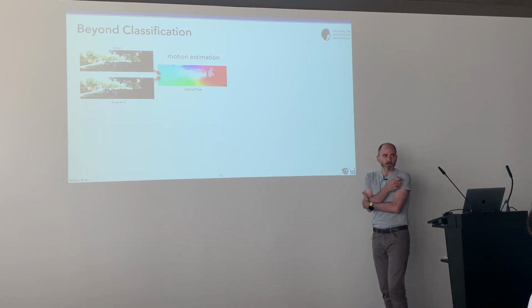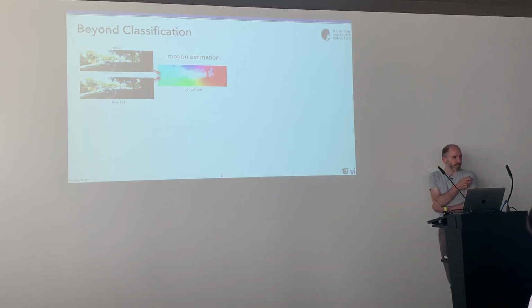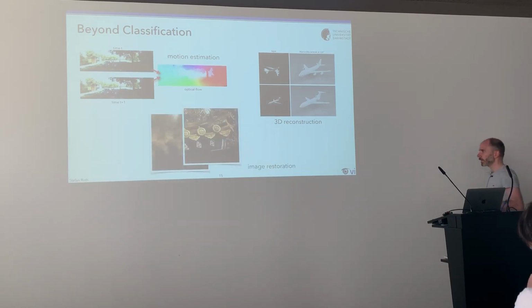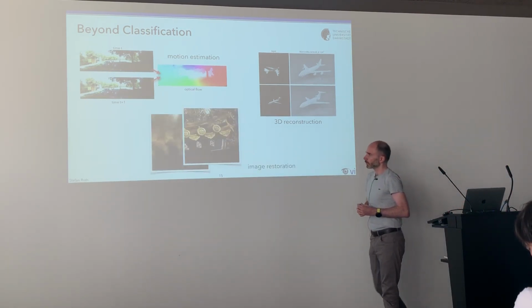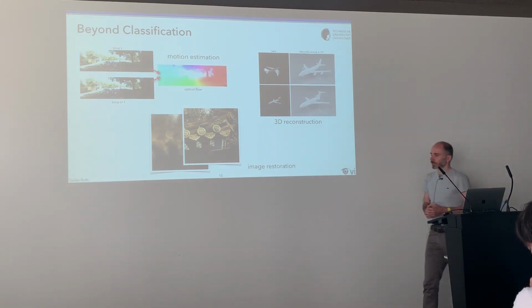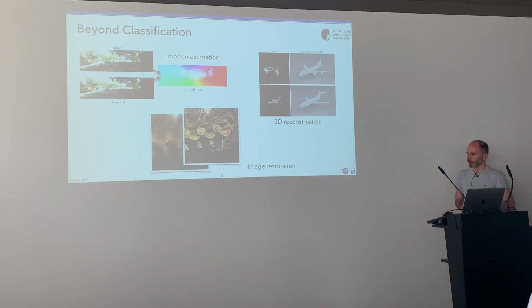Okay? But then, classification is not all, right? There are a lot of tasks in computer vision where we don't do classification, we do regression instead. So for example, motion estimation: we take 2 or more frames in, we want to estimate the motion of every pixel and output an optical flow field. Or maybe we want to do some 3D reconstruction: we give it an image or multiple images, and we want to get a voxel representation or something of that sort. Or image restoration: we take a very blurry image in and want to have a nice image out. Okay, all of these are regression tasks where we're not trying to do classification.